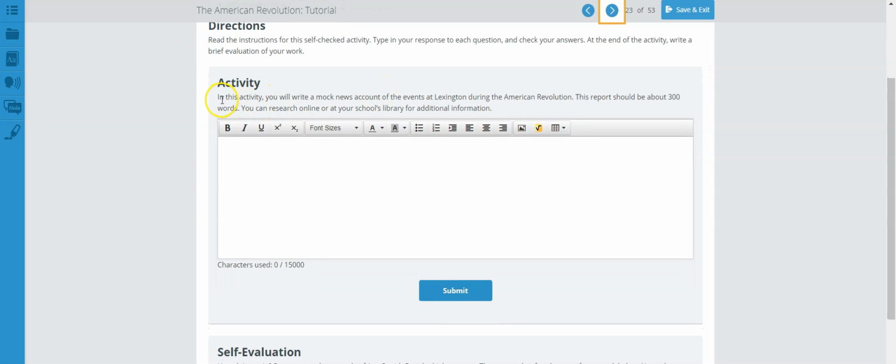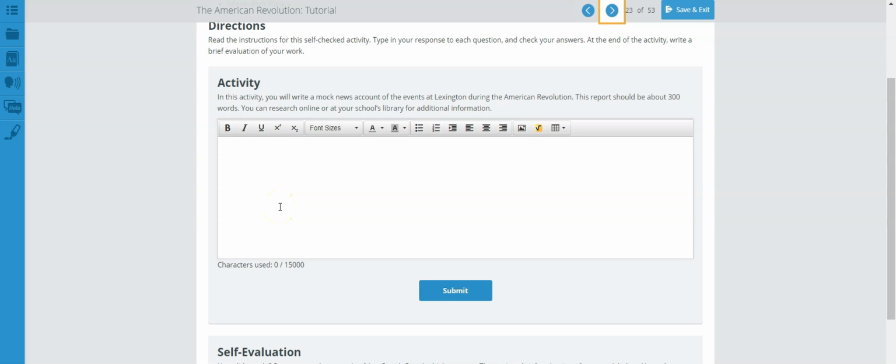Activity. In this activity, you will write a mock news account of the event at Lexington during the American Revolution. This report should be about 300 words. You can research online or at your own school library for additional information. So let's be clear here.